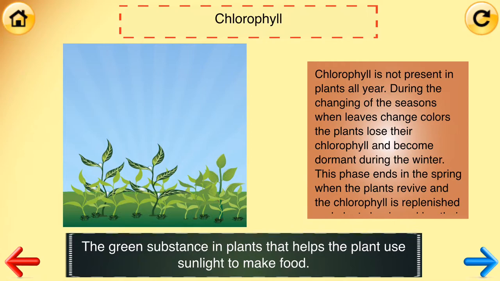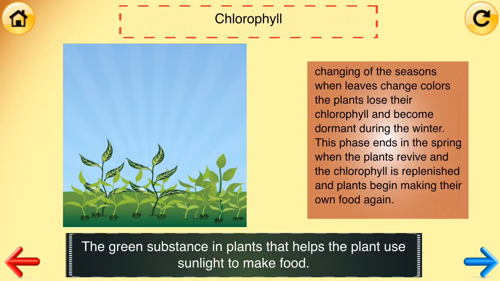Chlorophyll, the green substance in plants that helps the plant use sunlight to make food. Chlorophyll is not present in plants all year. During the changing of the seasons, when leaves change colors, the plants lose their chlorophyll and become dormant during the winter. This phase ends in the spring when the plants revive and chlorophyll is replenished and plants begin making their own food again.